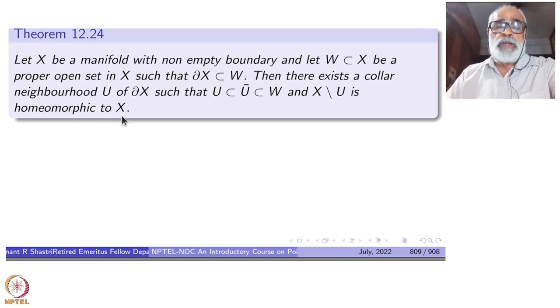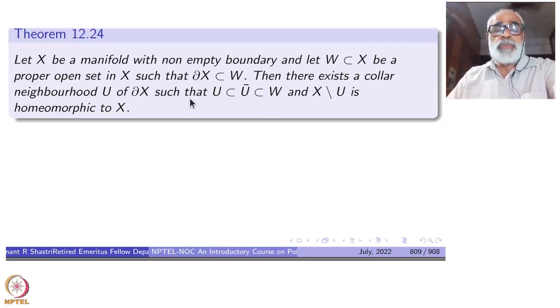So throw away the collar neighborhood, whatever is left out is again homeomorphic to the manifold itself. The collar is always like boundary cross an interval, right? So you remove the half open interval, so that will be again homeomorphic to X. That is the meaning of this one here. And such neighborhoods can be chosen as small as you please inside an open set. This W itself is a neighborhood. Then you can take U inside that, just U bar is inside W.